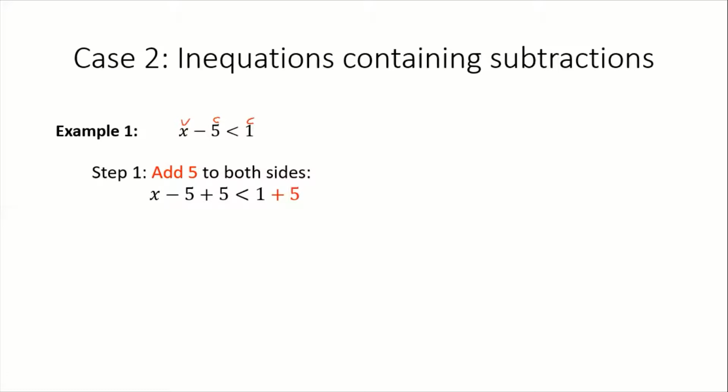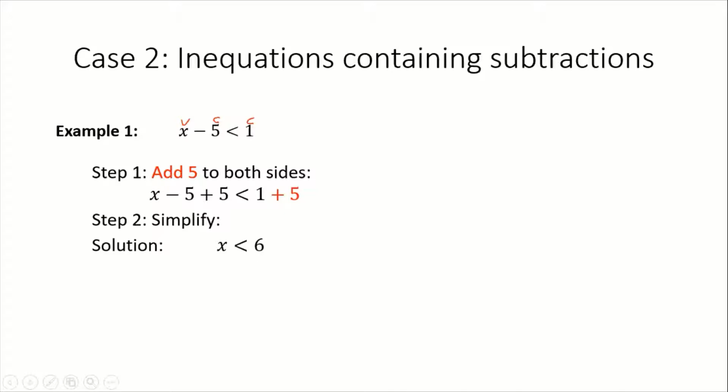After you have done that step, what are you going to do? The next step that you are going to do is to simplify what you wrote here, right? So you're going to simplify. That is step 2. After you simplify, you're basically finished because that will give you the solution. So if you notice here, minus 5 plus 5 will be 0, and 0 plus x will still give us x, and 1 plus 5 will give us 6. So therefore, our solution is going to be x less than 6. So that is our solution.